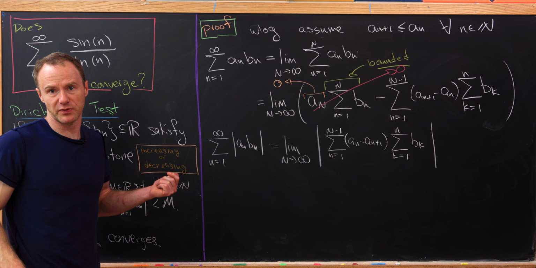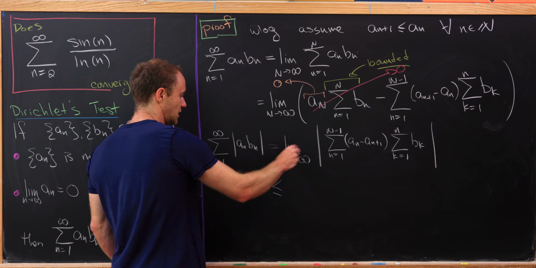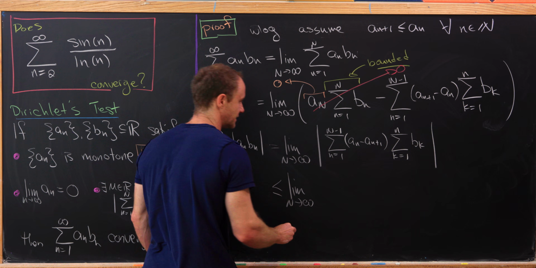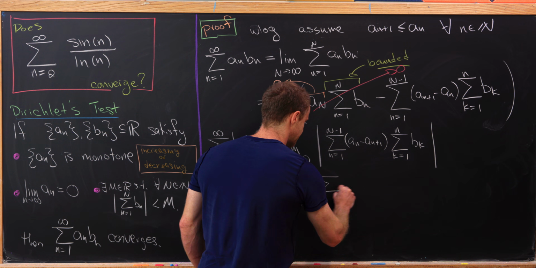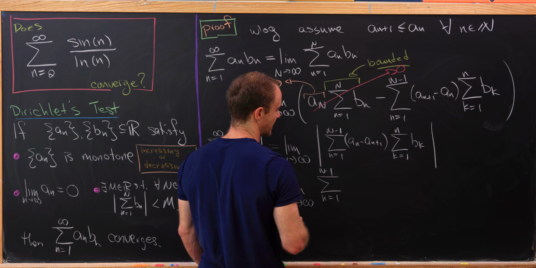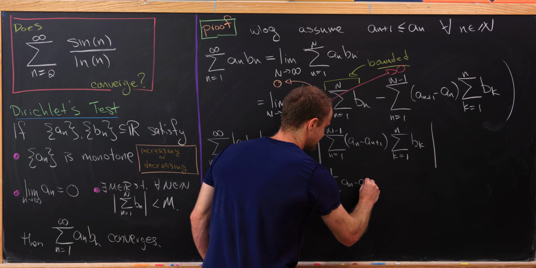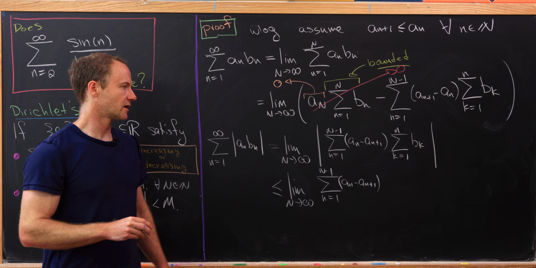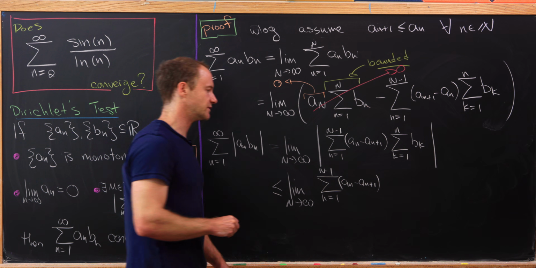And now we're going to apply the simple triangle inequality. So that means all of this will be less than or equal to, well, we'll have this limit as n goes to infinity, and then we can bring the absolute value inside. So that'll give us the sum as n goes from 1 to capital N minus 1 of, let's see, this term right here, a_n minus a_{n+1}. You might say, well, where'd the absolute value go for there? Well, I ordered those so that they're definitely non-negative, so we don't need that.